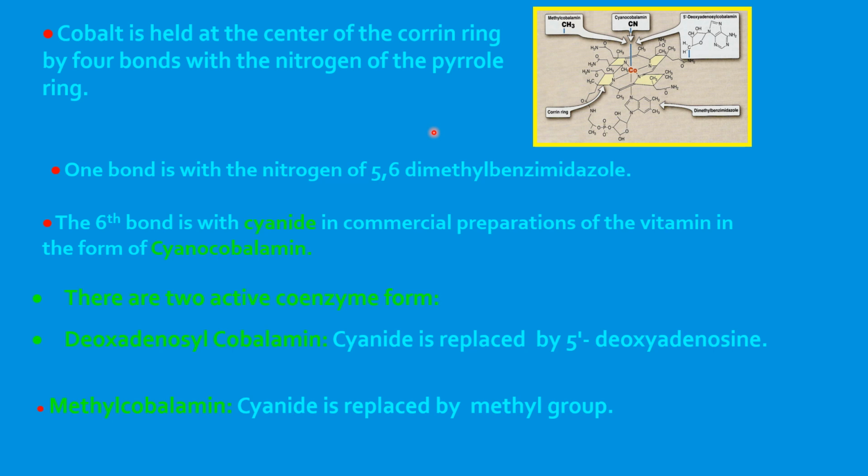So vitamin B12 or cobalamin has 2 active coenzyme forms. We have the deoxyadenosyl cobalamin, where the cyanide is replaced by 5-deoxyadenosine. And then we have the methyl cobalamin, where the cyanide is replaced by a methyl group. So we have either methyl cobalamin or deoxyadenosyl cobalamin, which are the 2 active coenzyme forms.